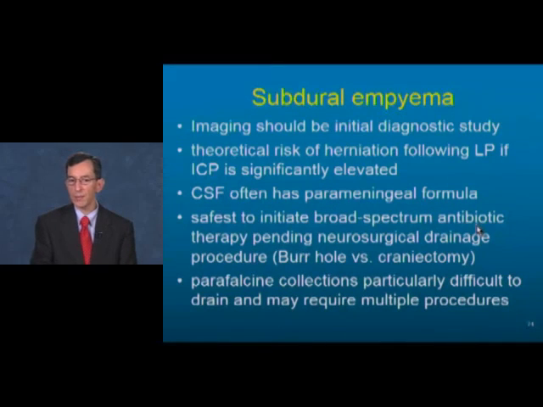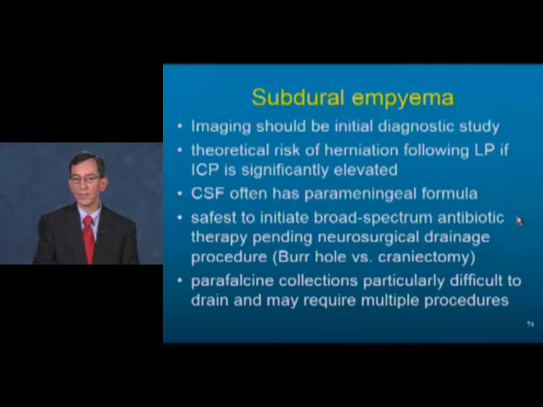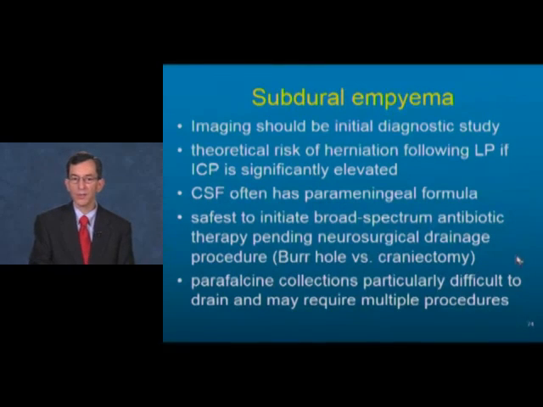We prefer to do that before tapping because of the concern of increased intracranial pressure and the risk of potential herniation. The spinal fluid, when tapped, is generally sterile and has a classic parameningeal formula with elevated protein, minimal deviation of the sugar, but the presence of granulocytes predominating, or at least being a significant fraction of the white cells that are present in the spinal fluid. These patients are started on broad-spectrum antibiotics and subjected to drainage by our neurosurgical colleagues.